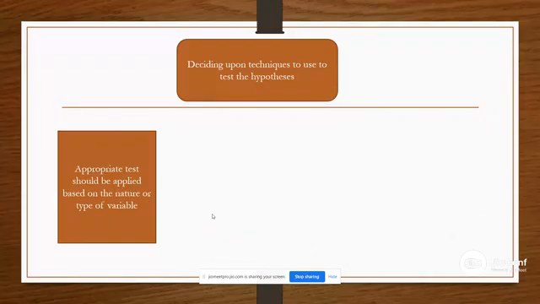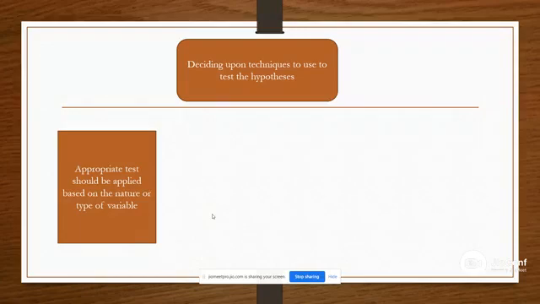People come to me and tell me, please tell me which technique to apply, and I tell them that before applying the techniques you should be very clear about your objectives and the hypothesis which you have framed. The appropriate test depends upon the nature and the type of the variables you have studied. Like if you have collected the data on yes and no, I cannot use the same test as on 5, 4, 3, 2, 1 on an interval scale.